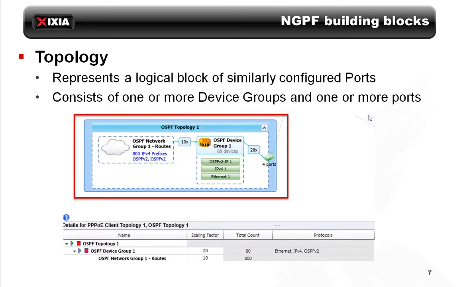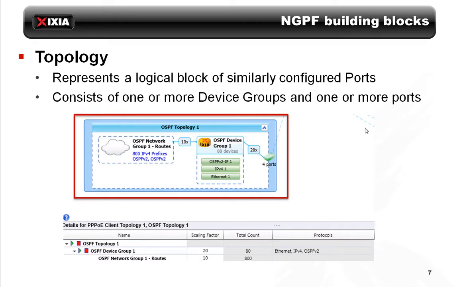The next 3 slides are the 3 main components of protocols using NGPF. They are topology, device groups, and devices. The topology as shown here is the highest level, and inside the topology are the device groups and the devices. A topology is basically a block of similarly configured ports. The key word here is similarly. All ports in a topology by default are all running the same protocols and the same number of devices per protocol. The details of the devices can be unique, such as addressing and protocol specifics, but the number of the devices and the protocols running on each port are all the same.